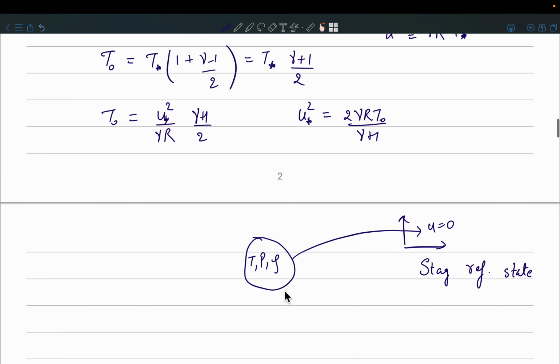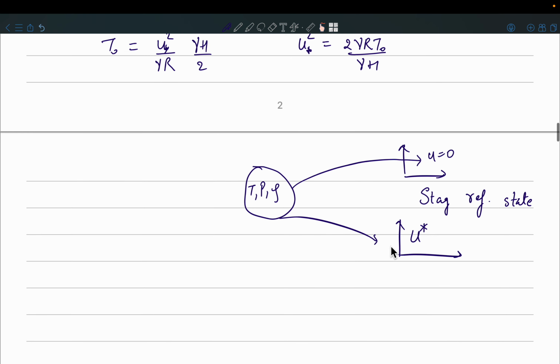Now let me say that I am going to bring this flow, according to the same frame of reference, to the speed of u star, which is nothing but what we got when we put Mach equal to 1. This is called the star reference state, and this also we have to bring isentropically. This state will become very important when we start dealing with shocks and fans. So you will learn all these things.